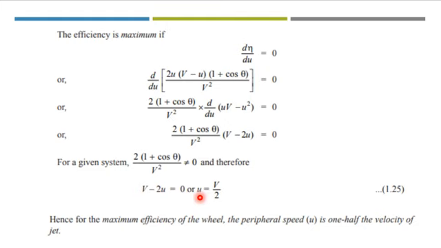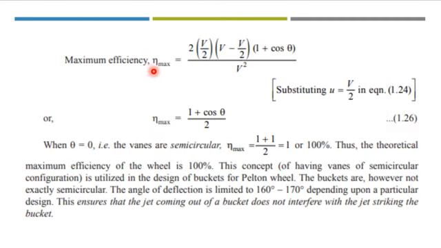So we have seen that when a single vane is used, u will be equal to V by 3, and when a series of vanes is considered, then u should be equal to V by 2 in order to get the maximum efficiency. If we enter the value of u equal to V by 2 in the equation of efficiency, we get eta maximum equals (1 plus cos theta) by 2. And when theta is 0, the vanes are semicircular and eta is 100%.